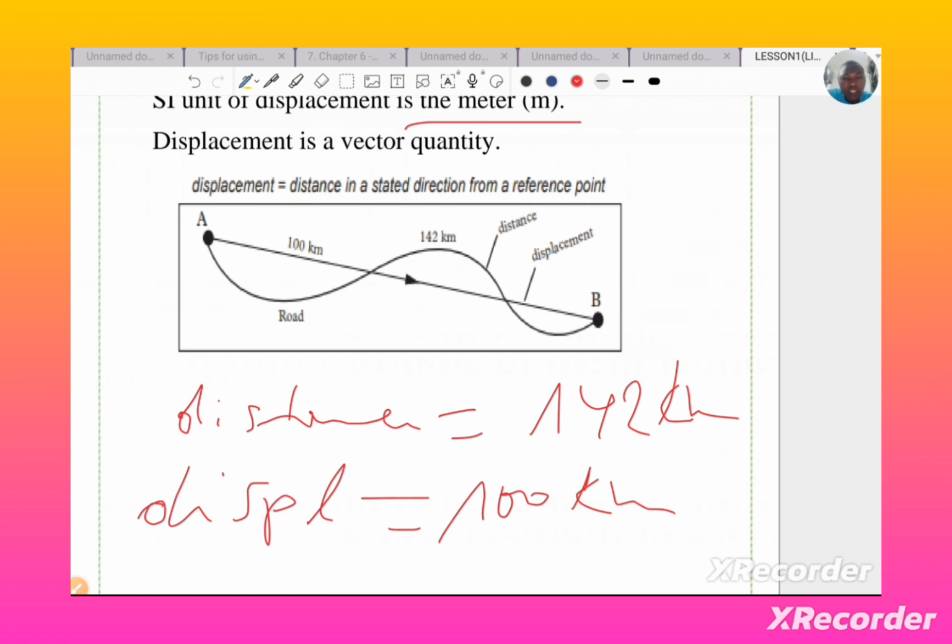Displacement is a vector quantity. A vector quantity is any quantity with both magnitude and direction. Another example of a vector quantity is force. Vector quantities are defined by both magnitude and direction. If you say magnitude only, the answer is not 100% correct. If you indicate only direction without magnitude, also it is not okay. It goes with both magnitude and direction.